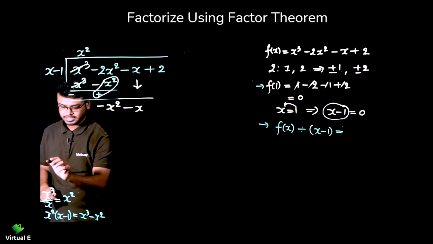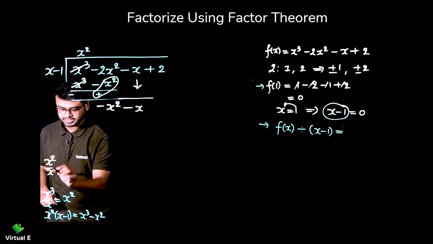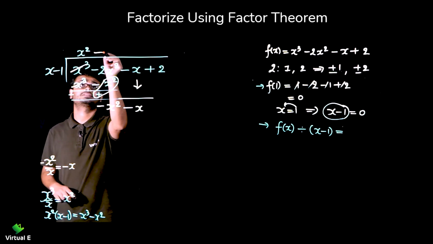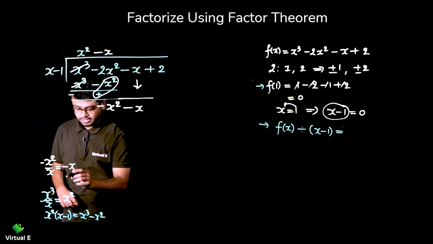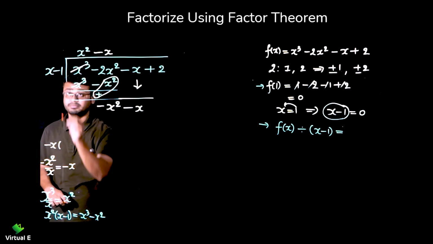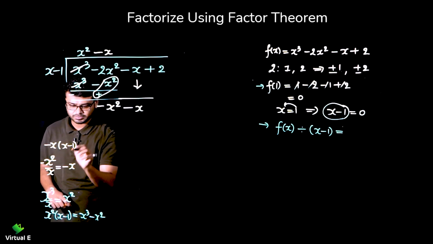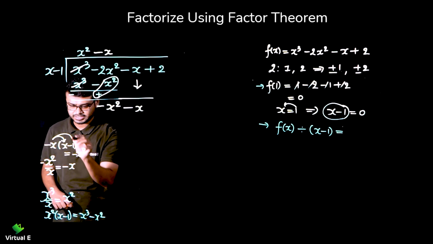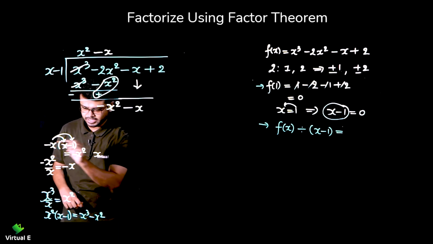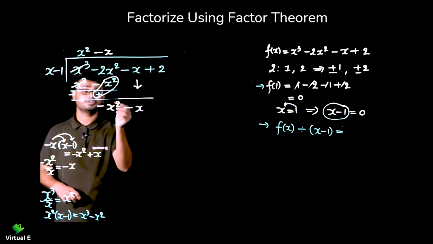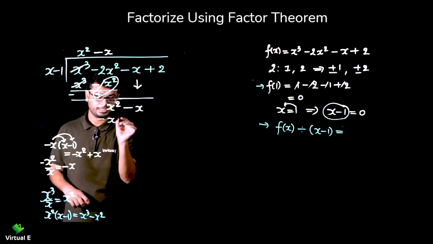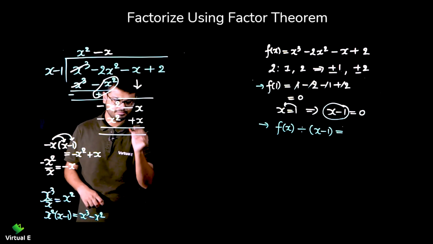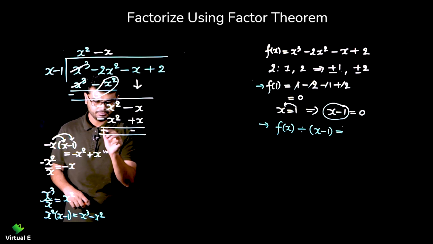So let's start here. X square divided by x. This is minus x. So here we will get minus x. Done. Now this minus x needs to multiply with the divisor, that is x minus 1. So x into x will be x square and minus x into 1, that is x only, minus minus plus. So here we can write minus x square plus x. Okay, let's change the sign. Plus will become minus, minus will become plus.